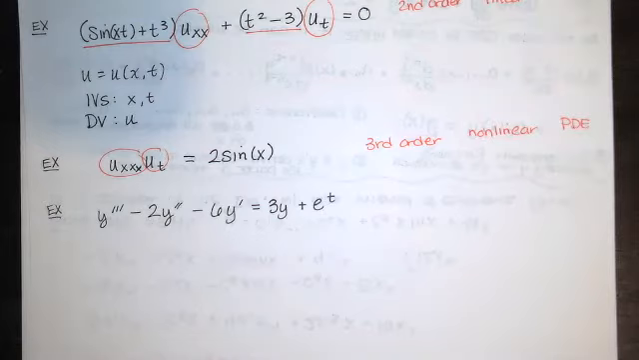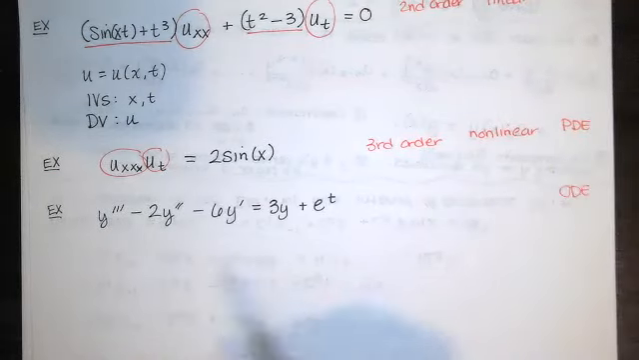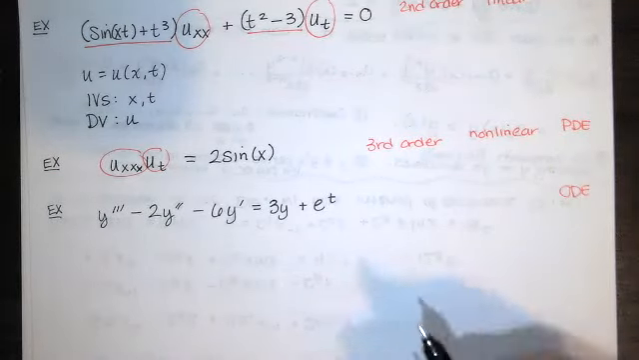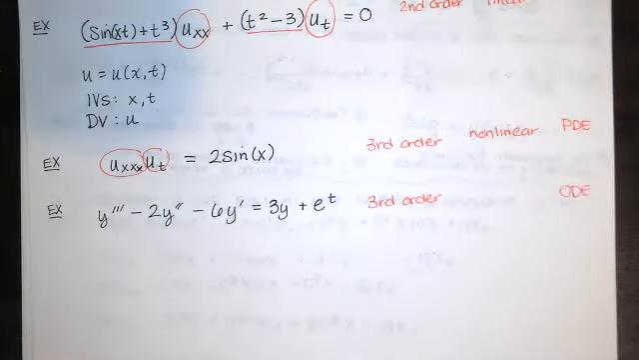Now let's say this is your differential equation. First I notice I've got prime notations. This is an ODE. And the highest order derivative is a third order derivative. So it's a third order differential equation.